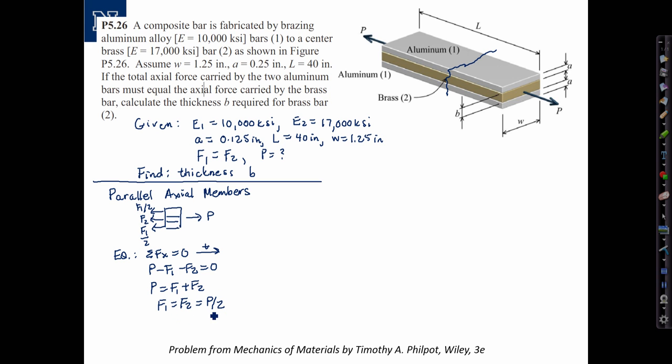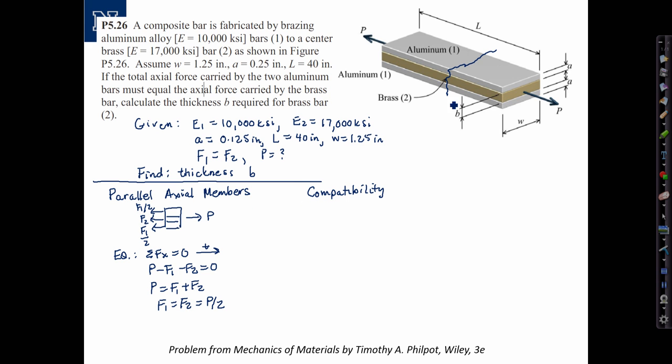We will see that in order to solve this problem, I really didn't need to know that. However, it's not always this simple, so doing a good consideration of what equilibrium tells you is always good practice. Okay? The next thing we need to consider is compatibility. And this is where that consideration of the parallel axial members comes in.